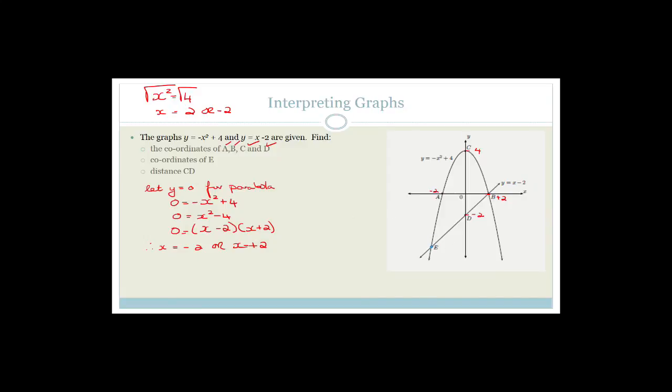So do you agree the X and Y value of these two graphs is going to be the same at E, okay? The X value on the straight line and the X value in the parabola is going to be the same. And the Y value of that point for the parabola and the Y value for the straight line are going to be the same. So that means that I could equate these two. I could say minus X squared plus 4 is equal to X minus 2. And now we're going to solve.